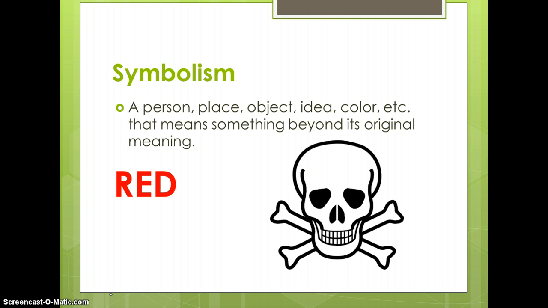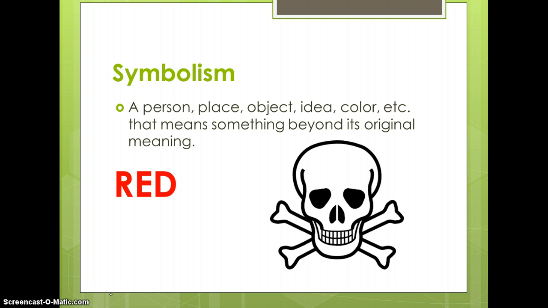So symbolism, as a review, is a person, place, object, idea, color, season, you name it, that has a meaning beyond its original meaning. So for instance, the color red. Many people will think love, anger, maybe they think blood, or even hell. But it can also symbolize energy, passion and desire, strength, warmth, life. It can also symbolize action. It could be a warning color. It could be fire, the devil, anger, hostility. There's just so many meanings beyond it.